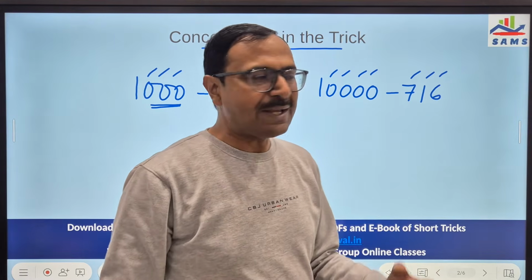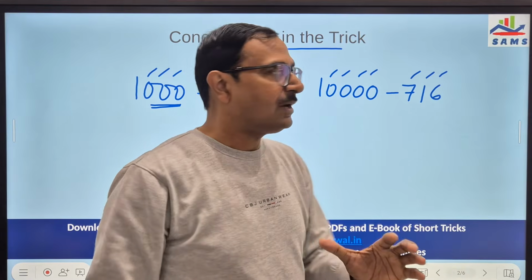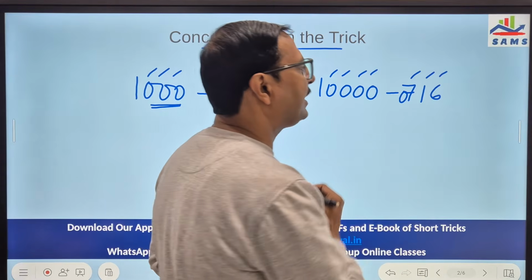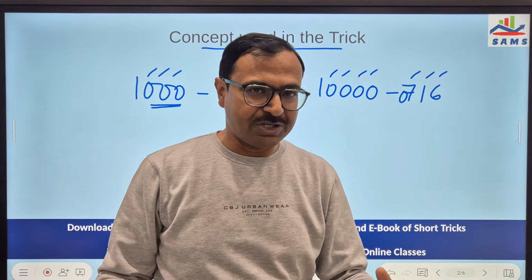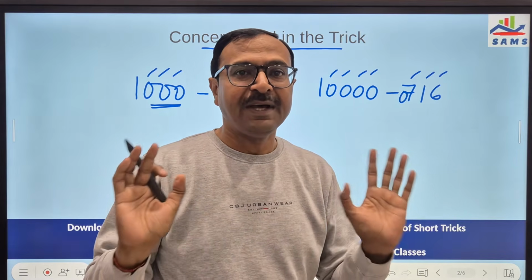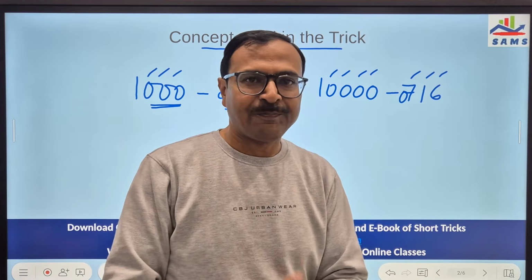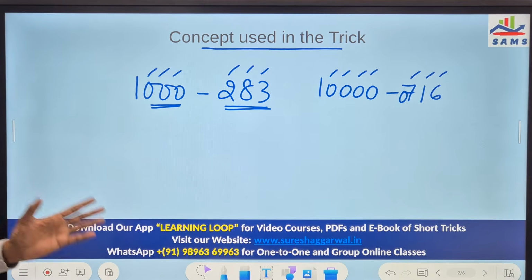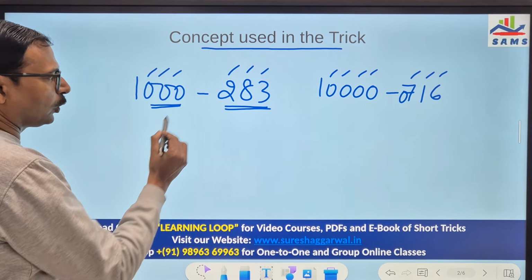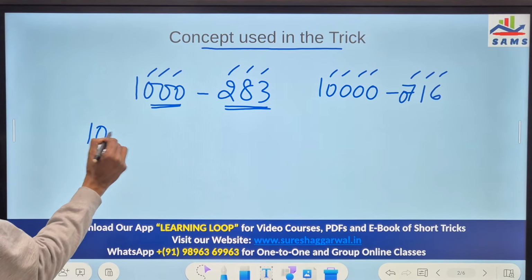So we can visualize this number in the mind as not 716 but having a 0 in the beginning, so that it becomes a 4-digit number, right? So that is the first thing we have to observe in this particular trick. Now the second thing is we have to first borrow. What do the students do traditionally?